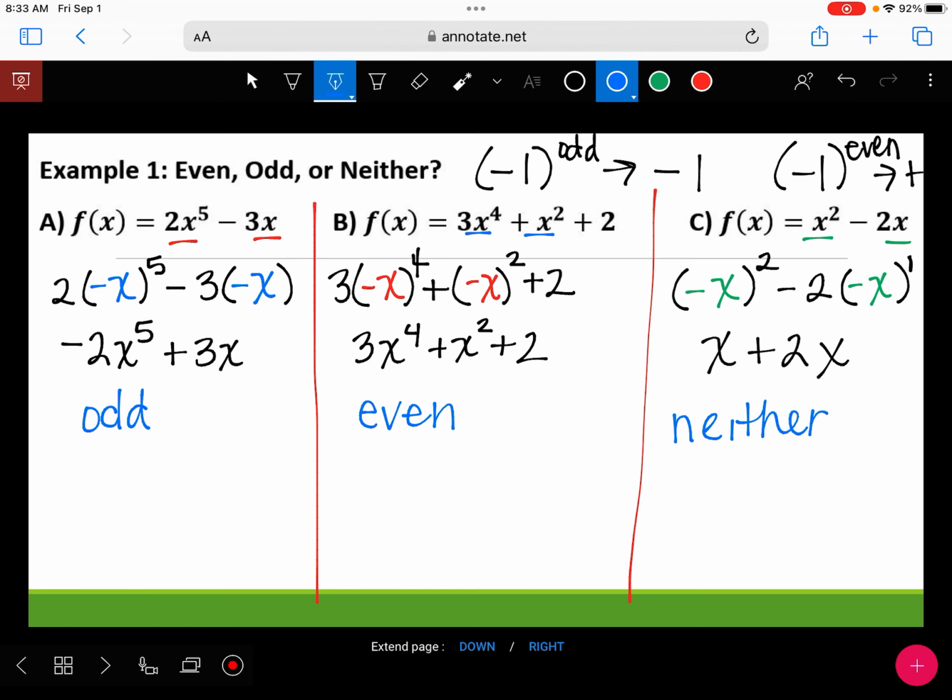So in order for it to be odd, every term has to be opposite. And in order for it to be even, every term has to be a match. And if it's neither, that means you had a mixture.